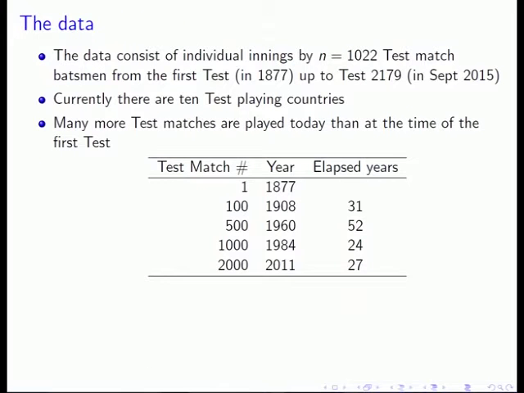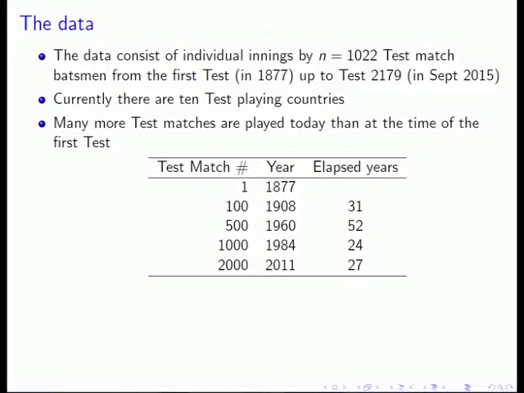We've got 1,022 test match batsmen from the first test in 1877 up to the last test we got in September of this year. Okay, so that's fairly up to date. And there are currently 10 test playing countries.